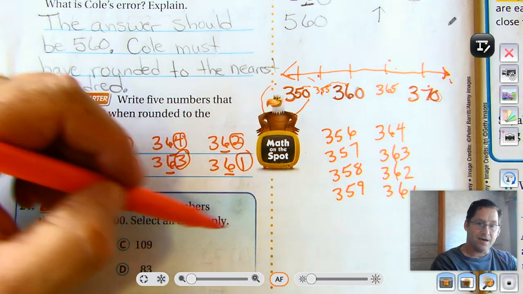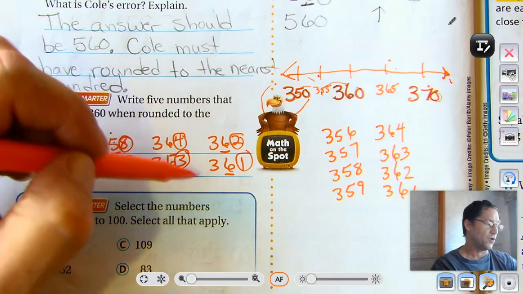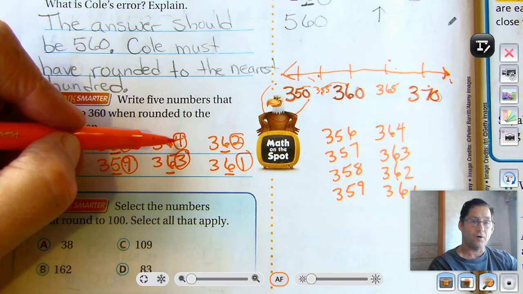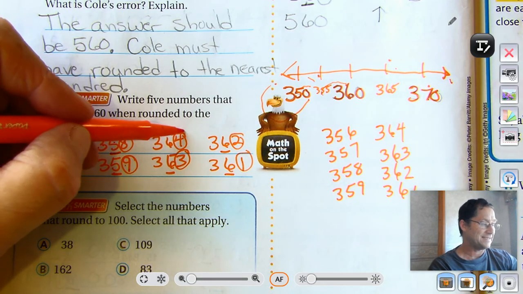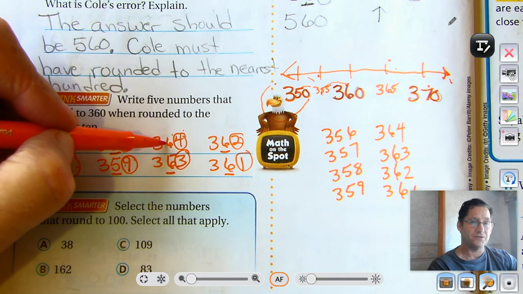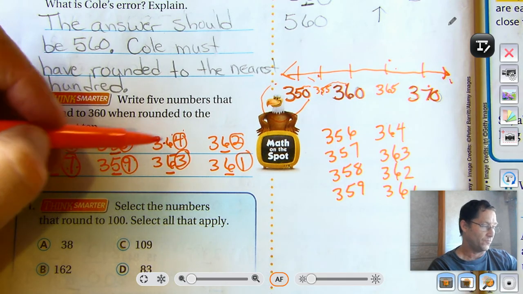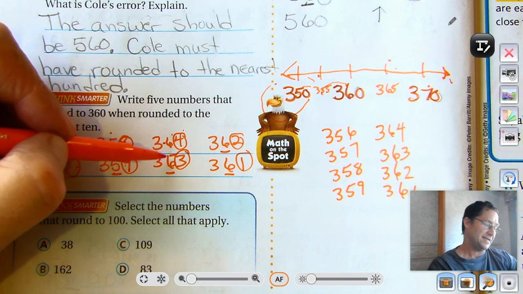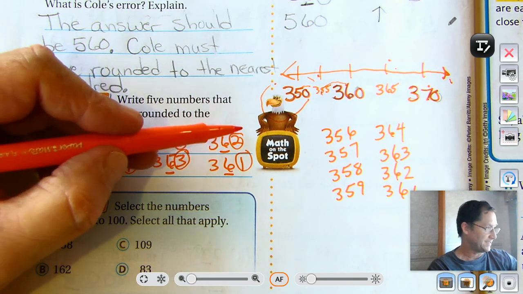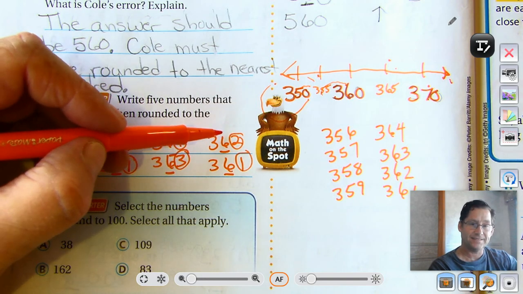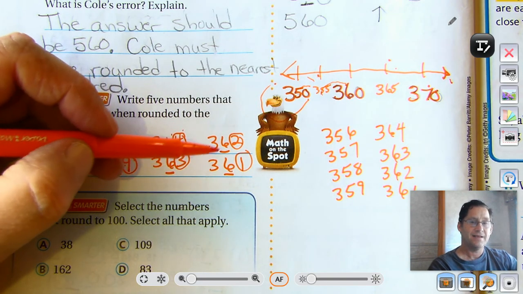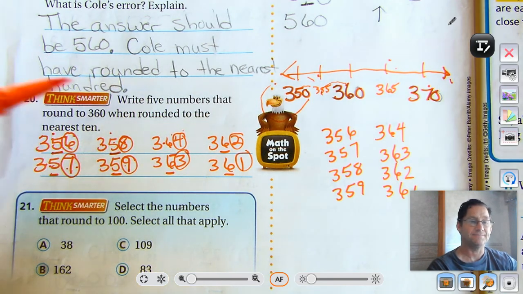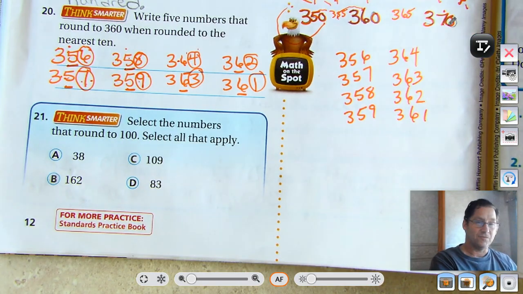And it is just the opposite, in a sense, for the smaller numbers, the ones that we're going to round down. 364. This time, the 4 is less than 5, so the digit that we're rounding to, the 6, stays the same. So 364 stays as 360. 363, it's closer to 360. 362, this number is closer to 360 than it is to 370. And it goes the same for 361. 361 is closer to 360.